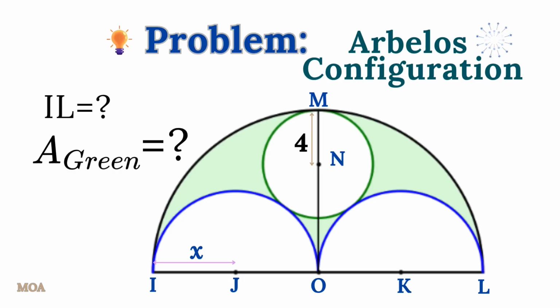A large semicircle has diameter IL and center O. Two smaller semicircles are constructed, with diameters IO and OL, respectively. Let the circle centered at N be inscribed, tangent to the three bounding semicircles. The radius of this circle is given as 4, as shown in our geometric configuration. Question: determine the length of diameter IL and find the green shaded area.